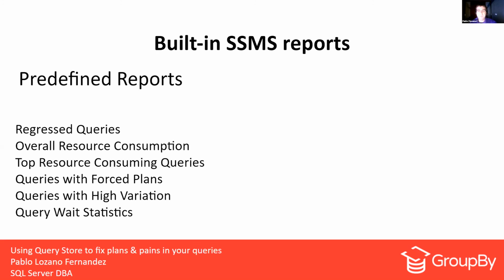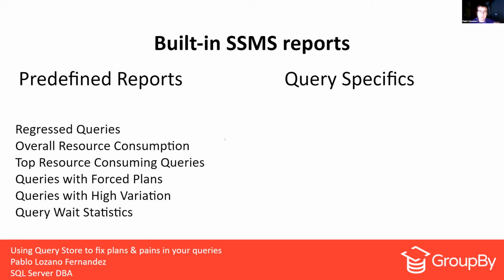The overall resource consumption, which is a quick view of each resource consumption of the database, so we can see how much CPU the activities on the database are taking, how much I/O they are consuming, how much tempdb. And we have also queries with forced plans, which I will explain later, queries with high variation from their mean metrics, and the query wait statistics. And for specific queries, once we have identified one particular query we're interested in, and let's say we want to monitor that today, tomorrow, and next week, we can have information from each specific query.